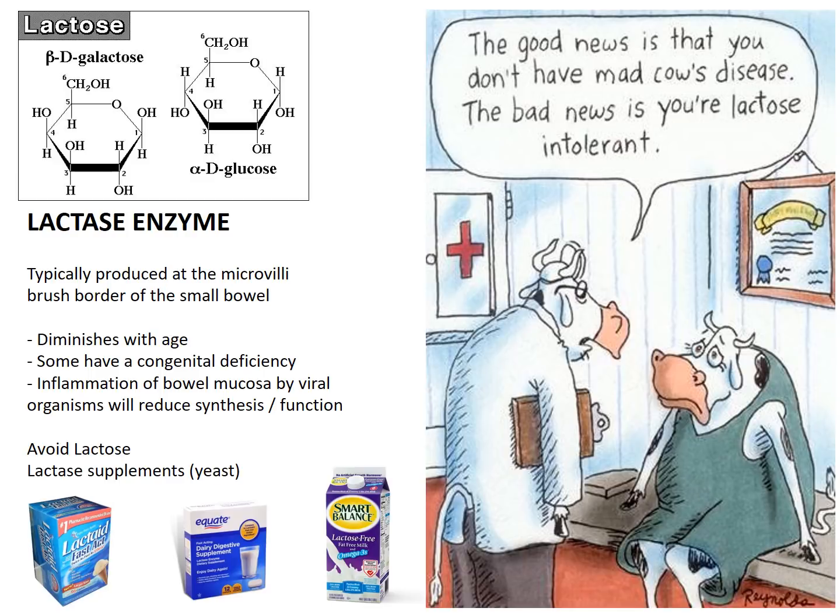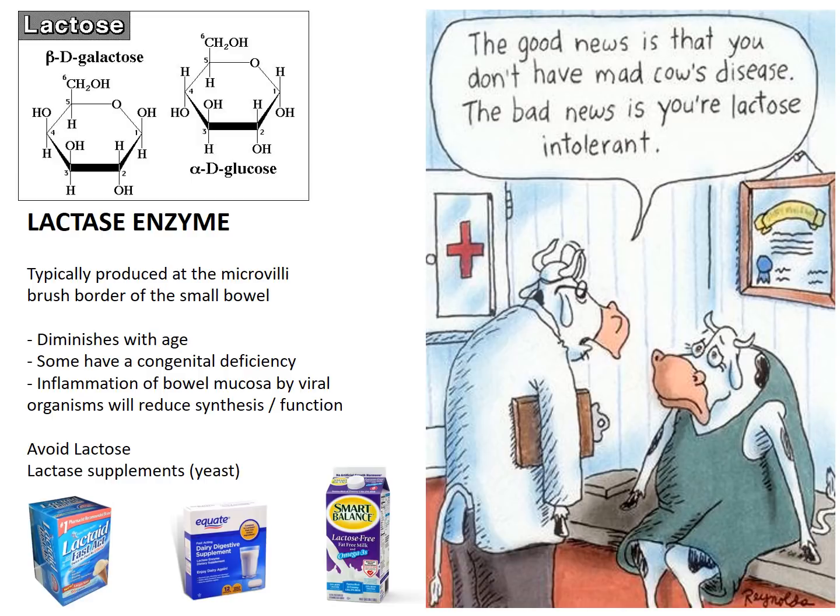Here's an important enzyme that we use in the digestion of carbohydrate, and that is lactase enzyme. Lactase enzyme breaks apart lactose sugar. Lactose sugar is a disaccharide made up of galactose and glucose. We typically don't absorb lactose as the disaccharide. We need to break it down and absorb the glucose and the galactose sugars. And lactase enzyme, produced at the microvilli brush border of the small intestine, is responsible for that process.